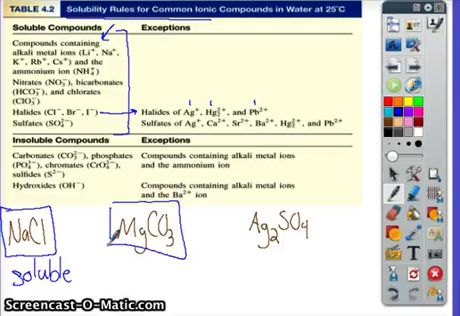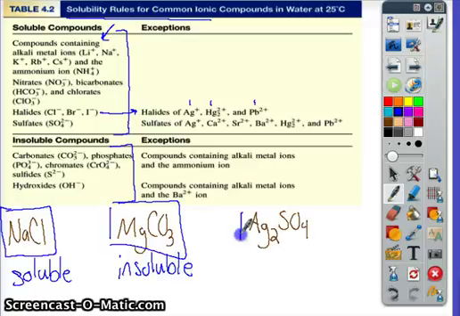So either we're looking for magnesium or carbonate. Scan through the top list and we don't find any magnesium, don't find any carbonate. Scan to the bottom list and we say, all right, these are all insoluble. Carbonates are insoluble, except when they're compounds containing an alkali metal. Magnesium is not an alkali metal, so in this case, the carbonate, magnesium carbonate, would be insoluble.